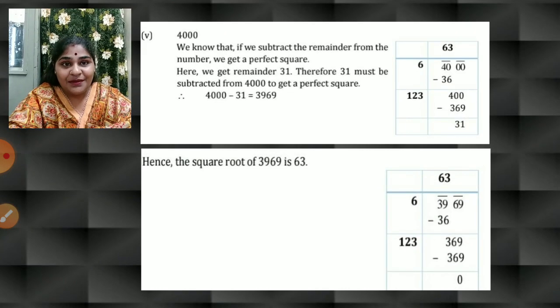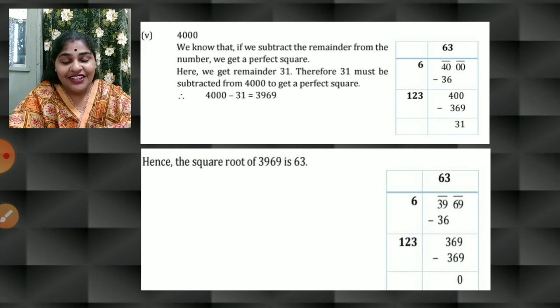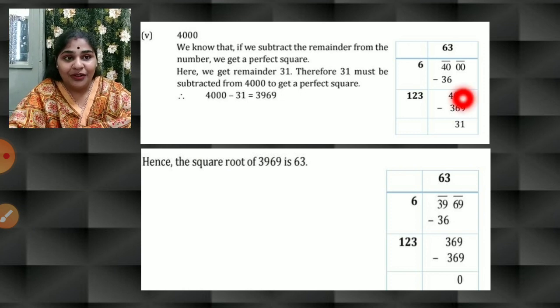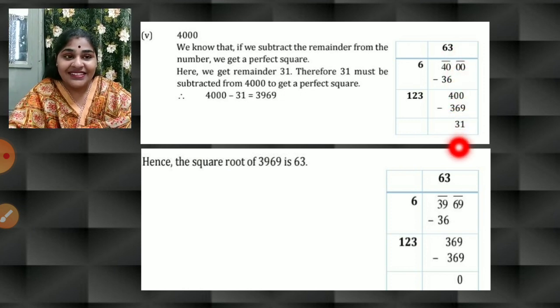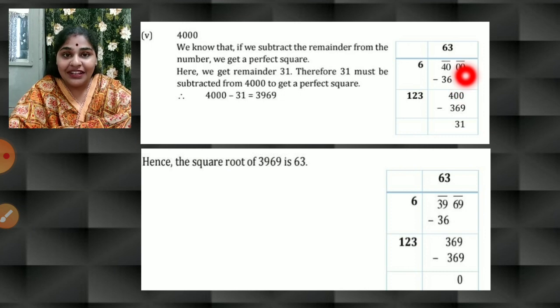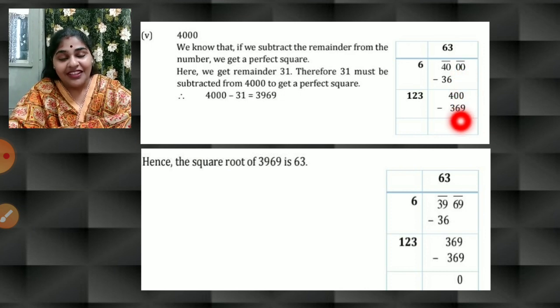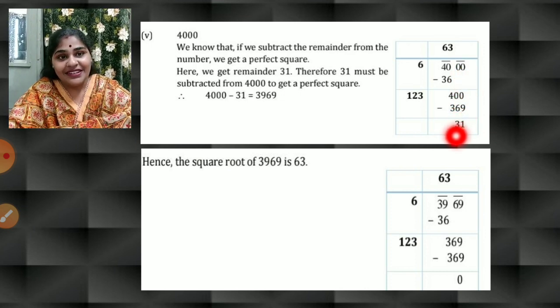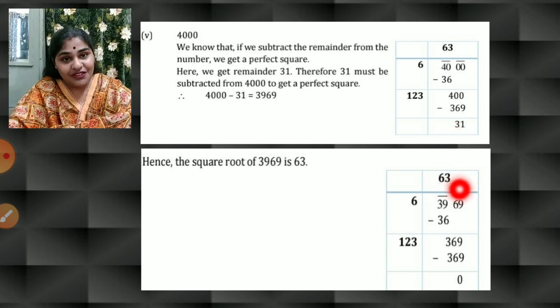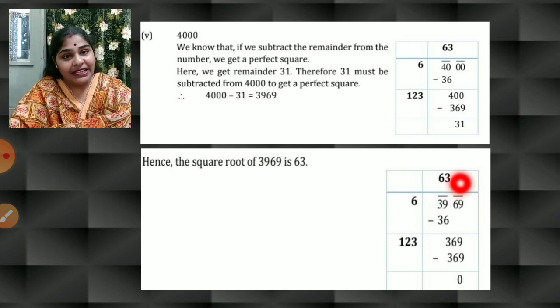And this is the last one, that is 4000. So again you will find out the square root using the division method. You can see here 31 is the remainder. So 31 is the number which you have to subtract from the given number to get a perfect square. After subtracting, we get 3969, and then we find the square root of that number using the division method. So 63 is the square root of 3969.